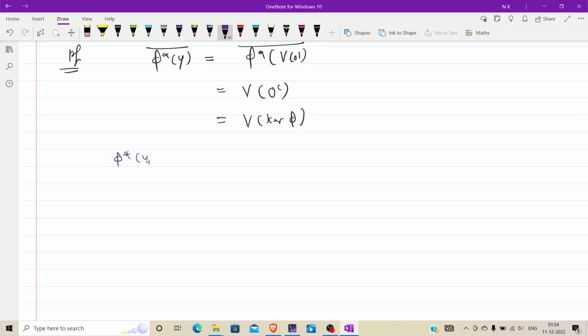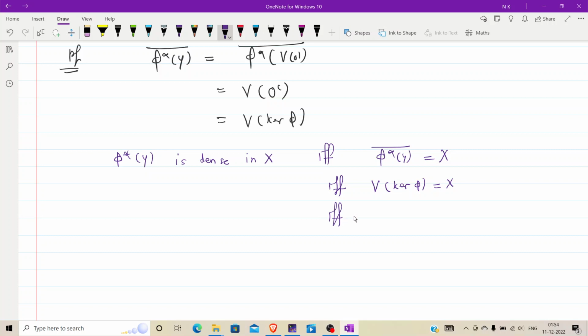So phi star of Y is dense in X if and only if its closure is equal to X. So if and only if the closure of phi star of Y is equal to X. Okay, when is that possible? That is possible if and only if V of kernel of phi is equal to X.